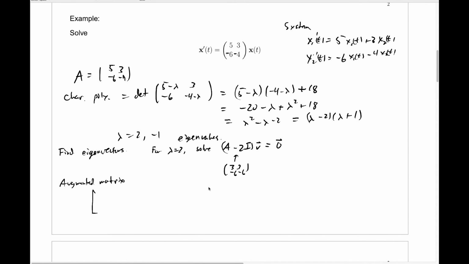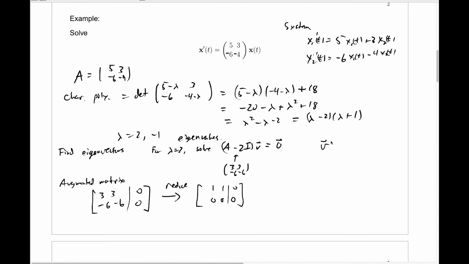That looks like this. You put the matrix A here, 3, 3, minus 6, minus 6, and then our 0, 0 here from the 0 vector, and I do Gaussian reduction, which is trivial here because the second row, when I add to it twice the first row, zeroes out, and I get 3, 3, 0 on the first row, which I then divide by 3, and I can get 1, 1, 0 on the first row, and 0, 0, 0 here.